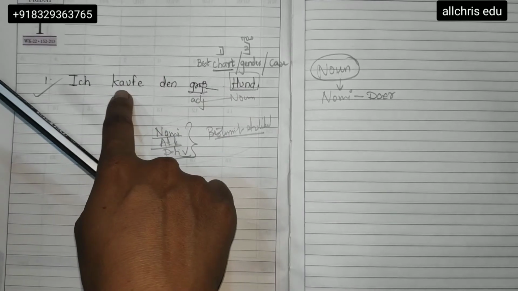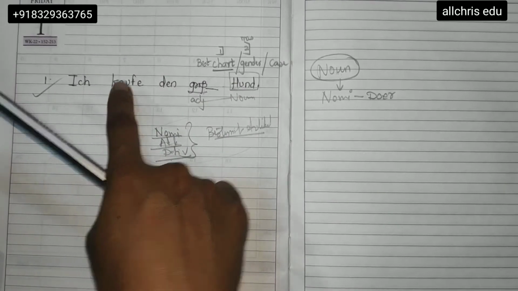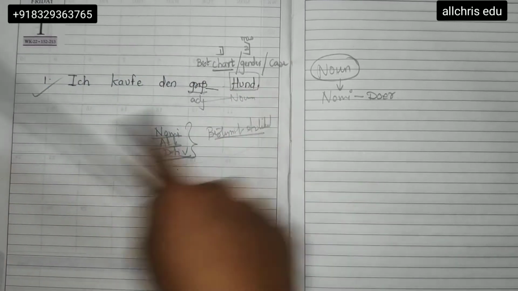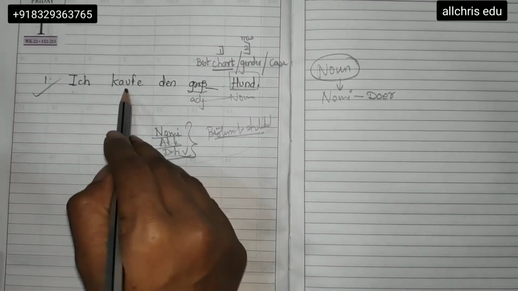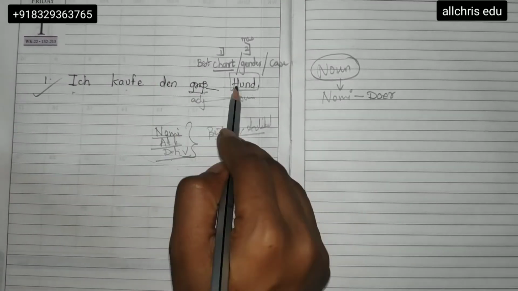If you don't know the meaning of kaufe, I cannot help you out in that. If you don't know the meaning of Hund, I cannot help you with this. So nouns and verbs should be learned till your exam. So learn it and keep. So Ich kaufe Hund means I am buying dog.